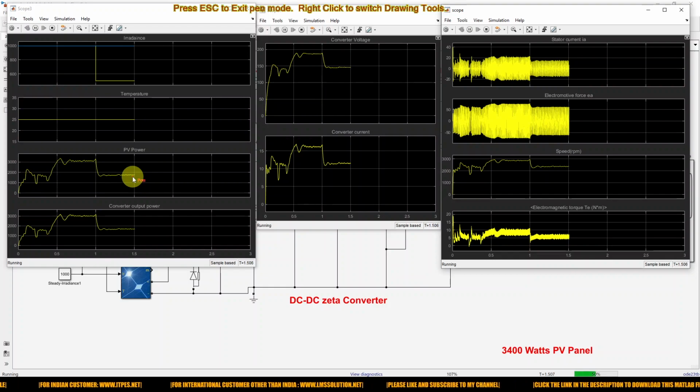So from this you can see that by using the hybrid PO PSO, the maximum power under the partial shading condition is also settled at the maximum point. So the hybrid PO PSO extracts the maximum power very efficiently in the solar PV powered BLDC motor water pump system under partial shading condition also.